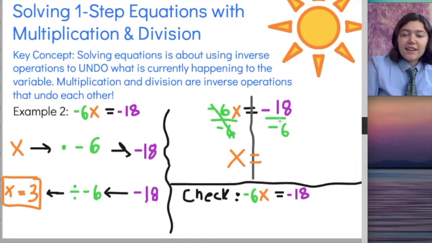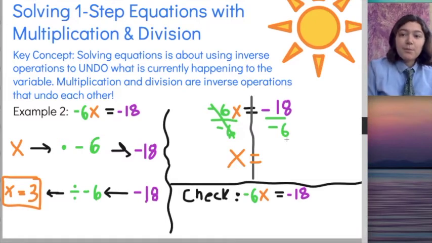Then on the right-hand side, again, I have negative 18 divided by negative 6. What did I just say? When you take a negative divided by a negative, we have the same sign. So we have the same sign, we're dividing. Is our answer positive or negative? Positive, okay? So then we're just doing 18 divided by 6. 18 divided by 6 is 3.